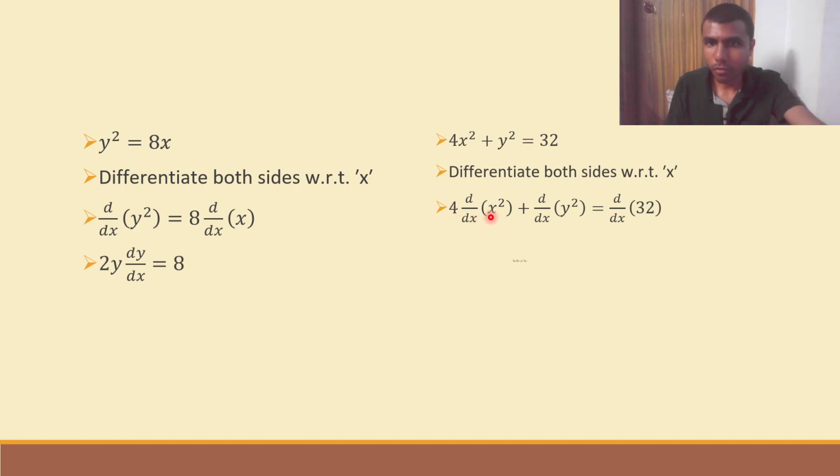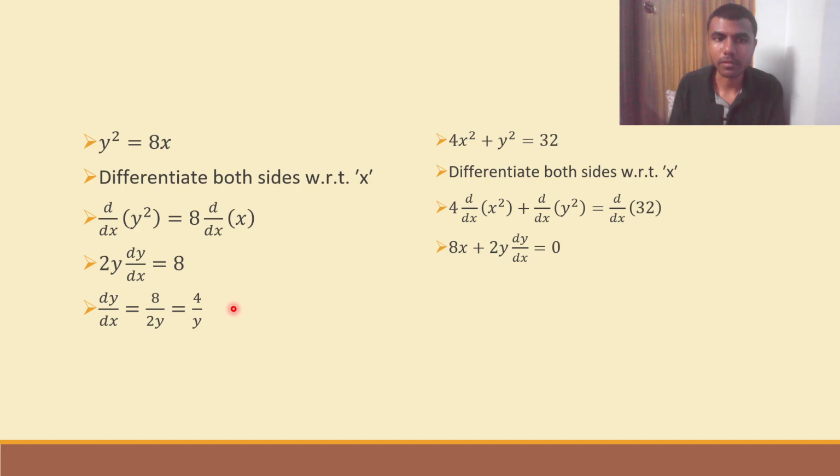Likewise, here also 4 into derivative of x square is 2x, so 4 into 2x is 8x, plus derivative of y square is again 2y dy by dx is equal to derivative of a constant is 0, 32. Derivative of 32 is 0. Now dy by dx is nothing but 8 by 2y, which is nothing but 4 by y.